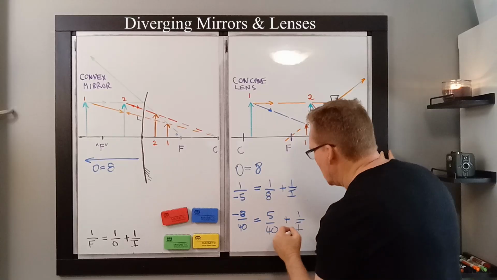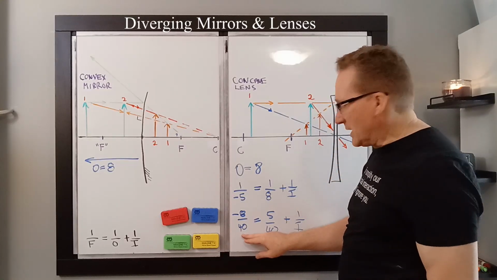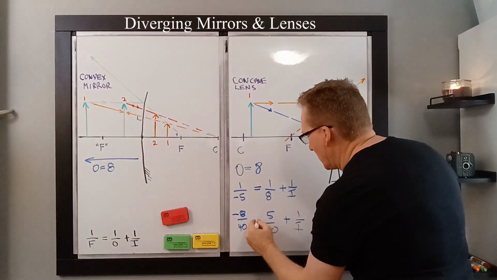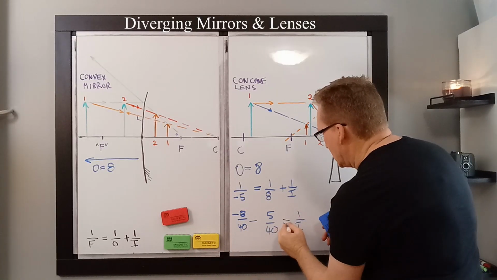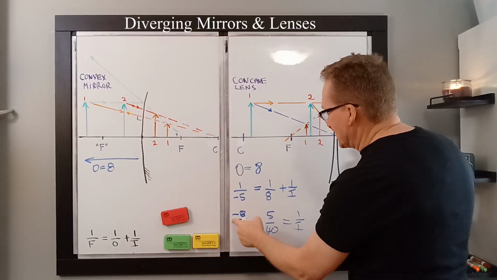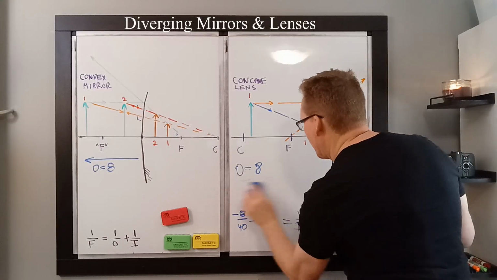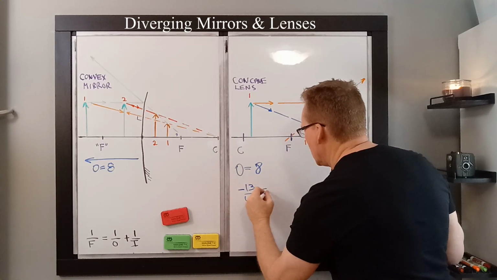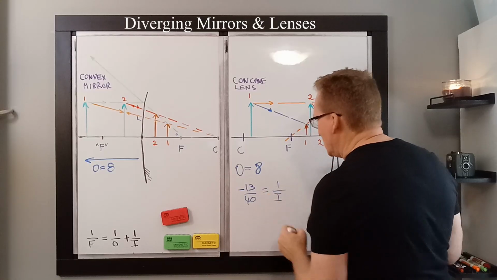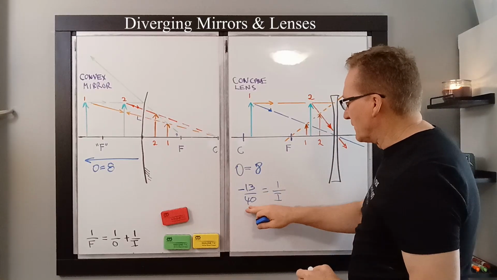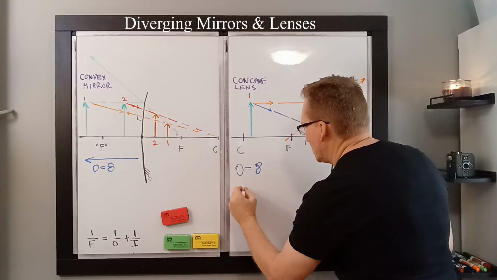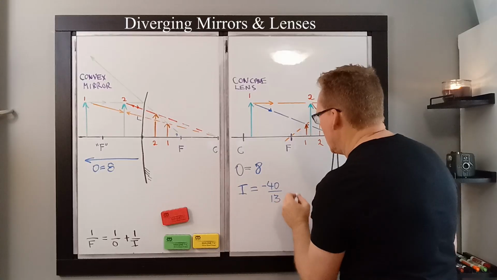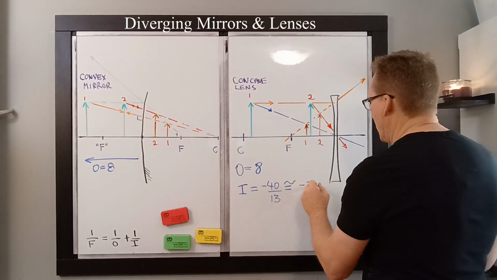plus 1 over image. If I take this 5 to this side, it's going to become negative. It's going to be minus 8 over 40, and then we're going to have a minus sign there. Minus 5 over 40 equals this. So this would be minus 8 minus 5, that's minus 13 over 40. I'm going to write that up here, give myself some more room. So minus 13 over 40 is equal to 1 over image. We can flip these both over now, and image is equal to 40 over 13. So the image is equal to minus 40 over 13, which is about negative 3.0.